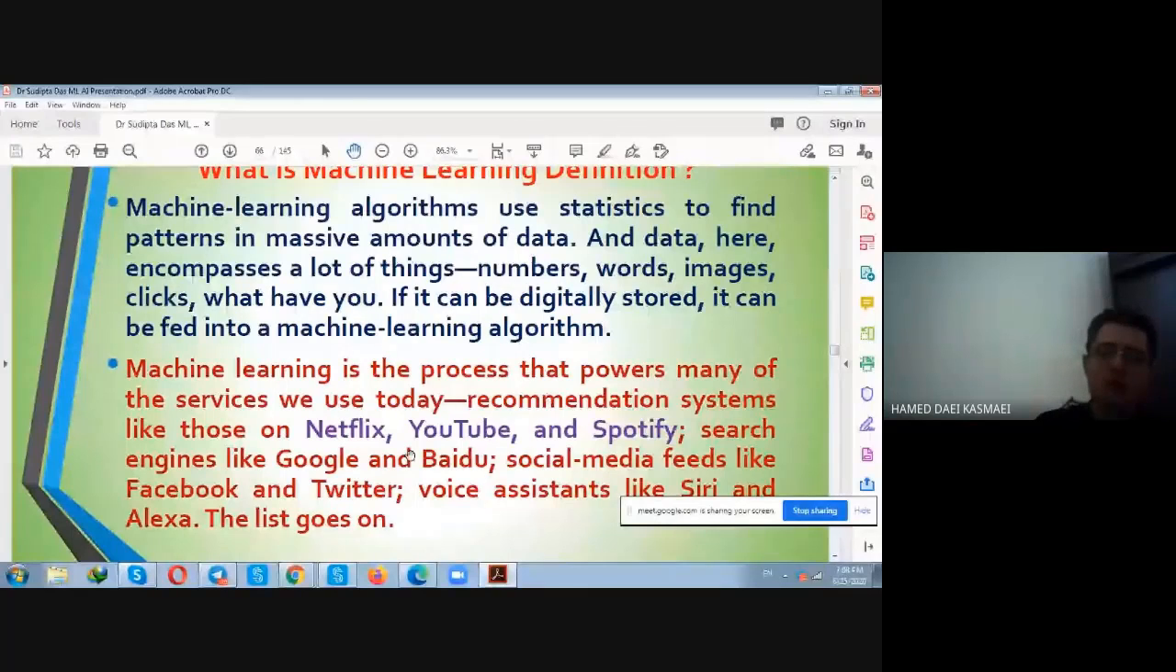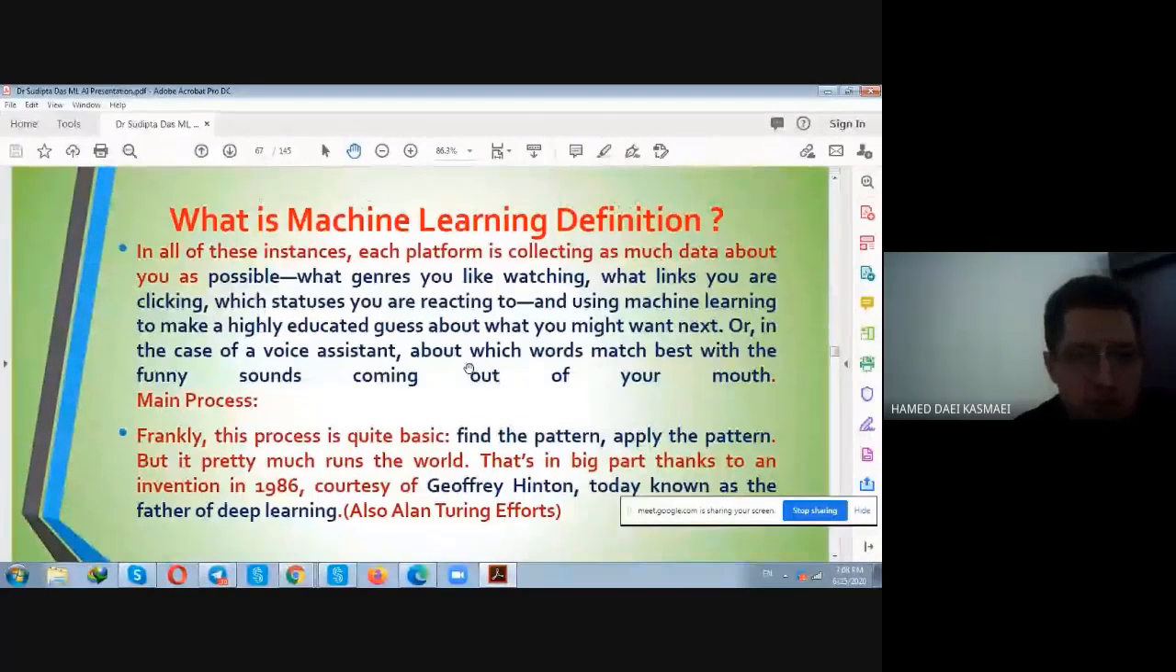YouTube, Spotify, Kodi, and many of the things that you use in the United States or many other countries in the world that use many kinds of social media or SoundCloud, everything. Search engines like Google or Baidu from China, social media feeds like Facebook and Twitter, voice assistants like Siri or Alexa, all of them use this. The list goes on. It means that there are lots of applications of this. Okay, so in all of these instances, each platform is collecting as much data about you.